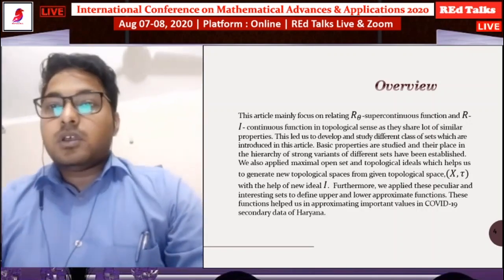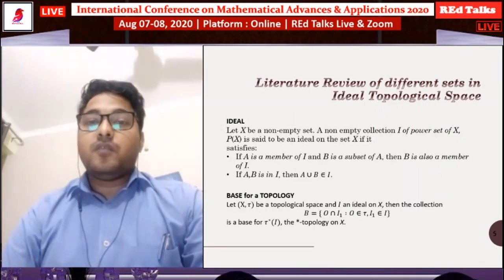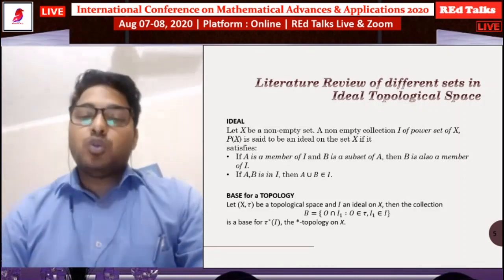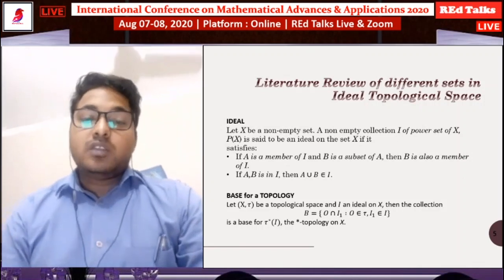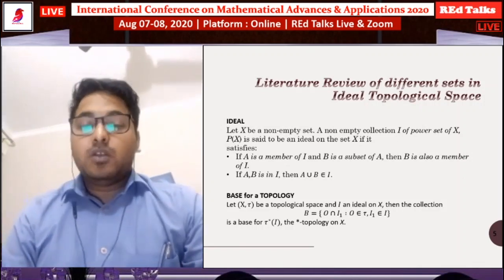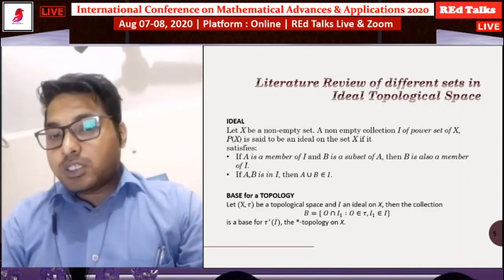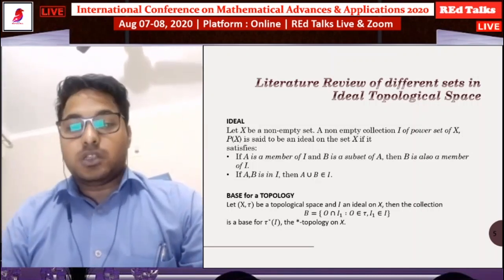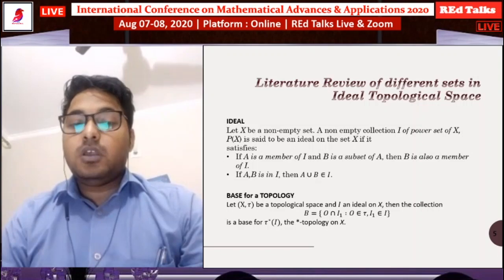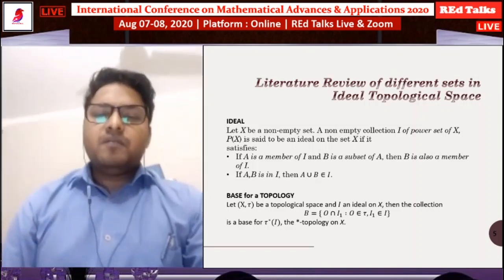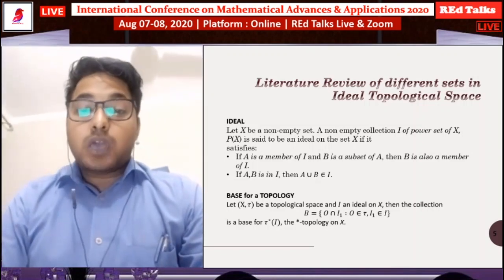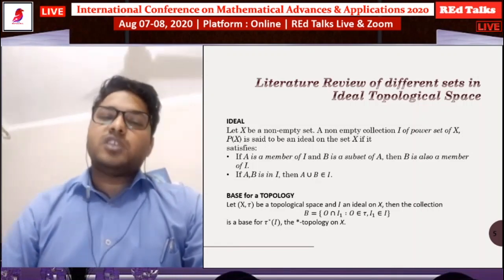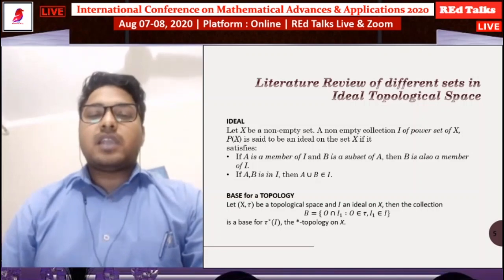Now, we move on to the literature review. Just before we start anything, we should know some basic knowledge: what we mean by ideal, what we mean by ideal topological space, and what is the basis of these topological spaces. We will also learn about approximated topological spaces, which we will discuss during the slides.